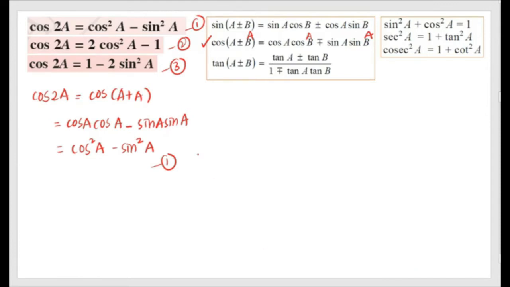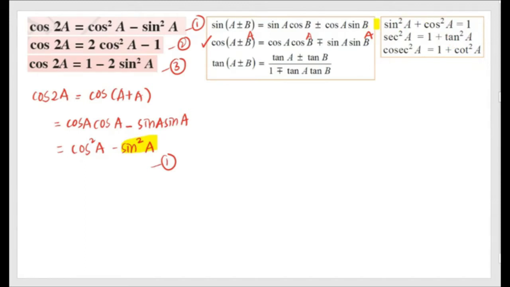Then how are we going to change it into the second? We continue from cos square A minus sine square A. We don't want the sine square A. So how can we do it? This is the addition formula, and these are the basic identities, right? Do you still remember the basic identity?